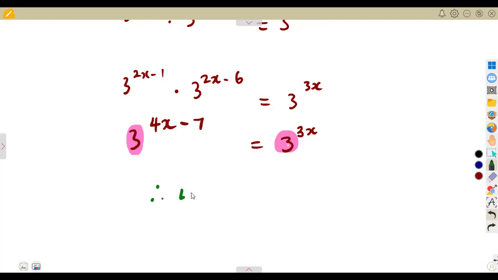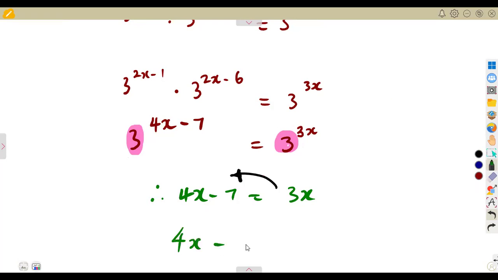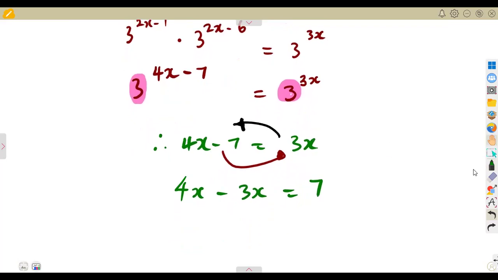So therefore, it means 4x minus 7 must be equal to 3x, which is a linear equation that I can solve by transposing 3x to the left-hand side. That's a negative, so that will be 4x minus 3x is equal to, transposing the minus 7 to the other hand. It was a negative, but the moment it crosses the equal sign, it becomes a positive. So 4x minus 3x, that is x, which is the same as 1x, is equal to 7. But 1x is the same as x. So it means x is equal to 7.